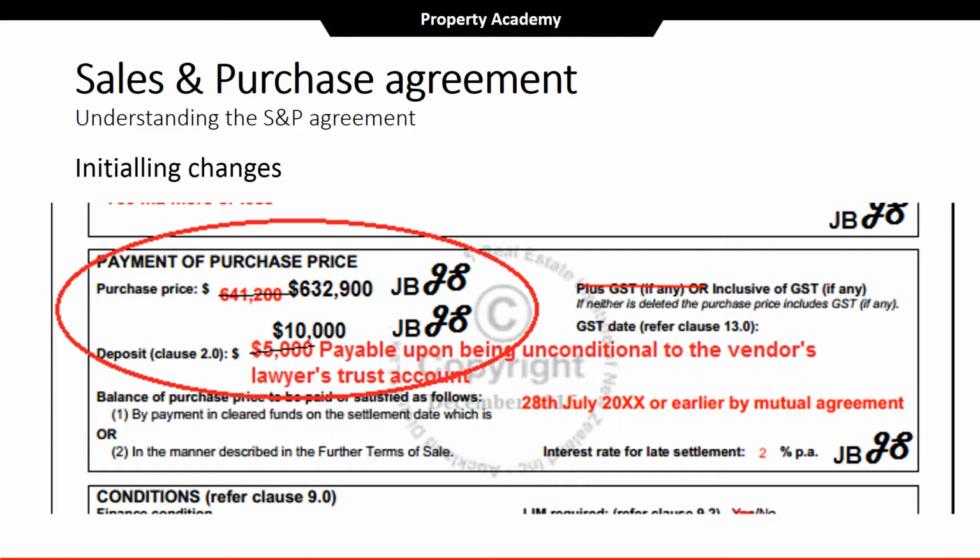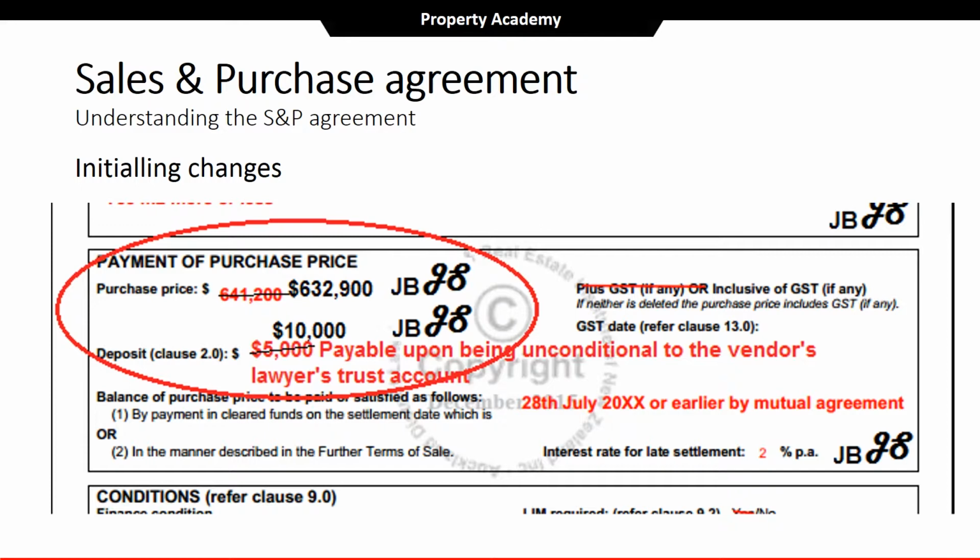On the slide here, I just want to cover quickly initialing changes. It's something you'll most likely come across when you are negotiating on a contract and going back and forth with the vendor. You can see here that the original purchase price of $641,200 has been crossed out, and the new purchase price of $632,900 has been written in. Same idea with the deposit underneath: $5,000 has been ruled out, and $10,000 has been put in replacement of $5,000. There are initials from both the vendor and the purchaser right next to those changes as well.